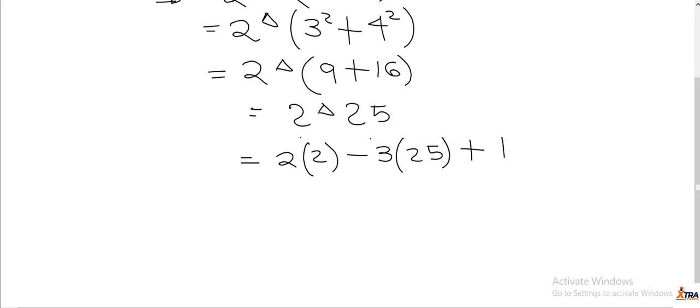plus 1. So now we have broken down this operation into basic operations that we know, that is the subtraction and the addition. And then we'll be having 4 minus 75 plus 1, giving us a total value of minus 70. So this is the left hand side. So this is what the left hand side is saying.